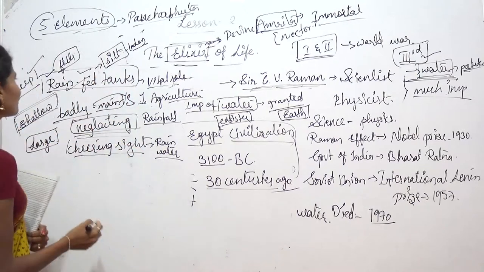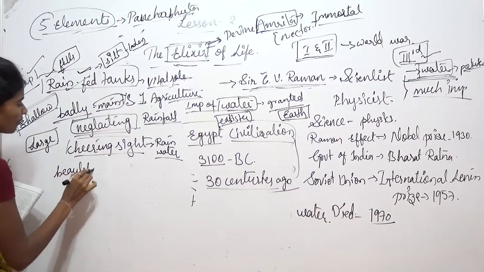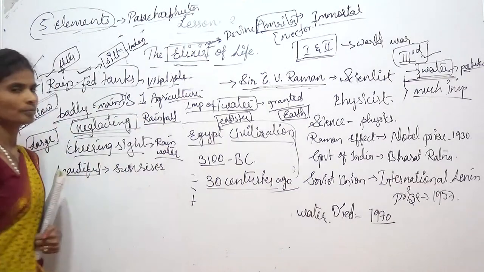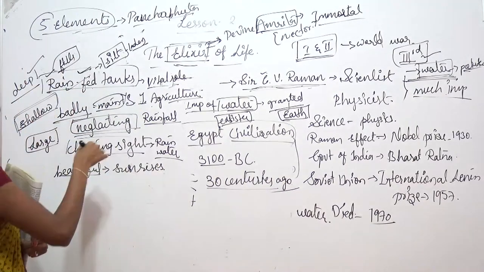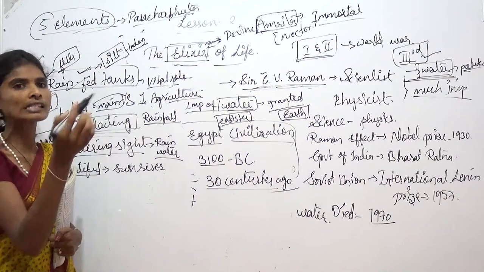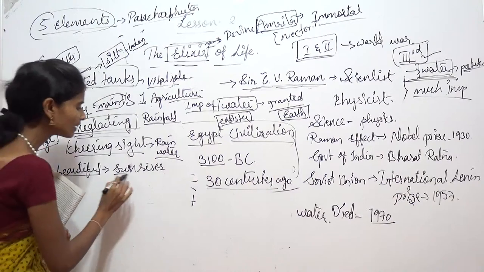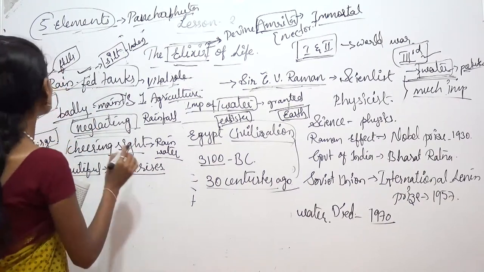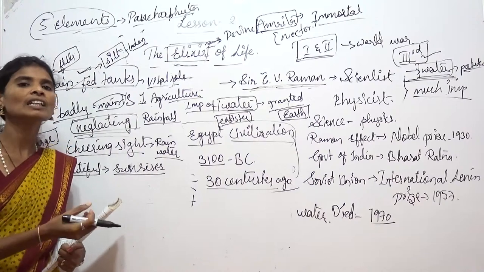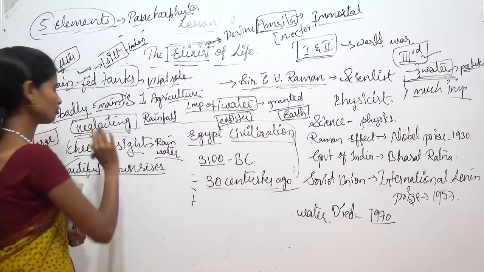And these rain-fed tanks look very beautiful when the sun rises. How? In the morning, if we go to the rural areas and stand near these rain-fed tanks, the streams, ponds and all, early in the morning when the sun is rising, it looks very beautiful. And even when the sun is setting, it also looks quite beautiful.